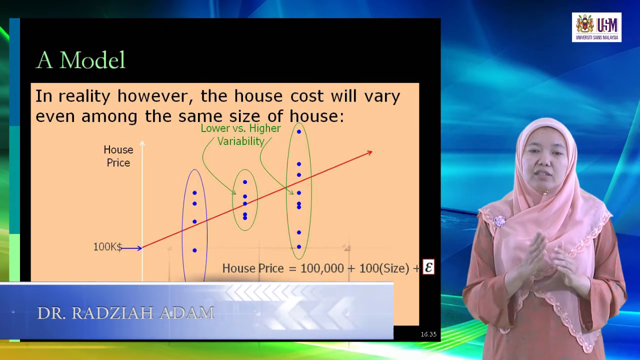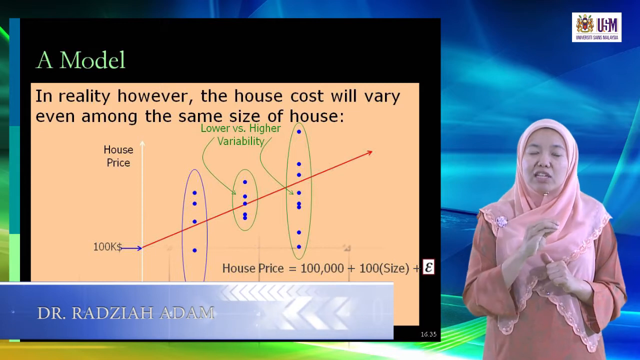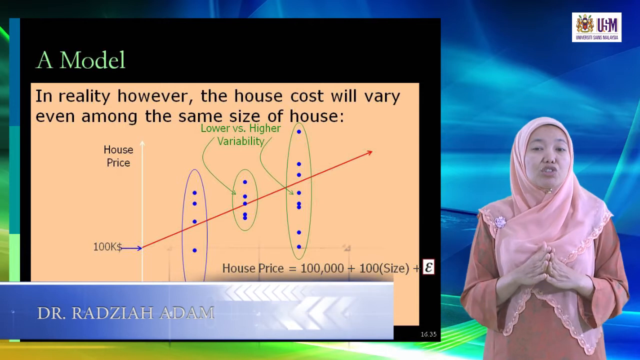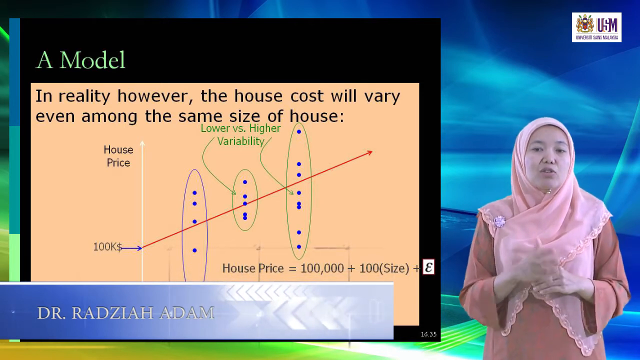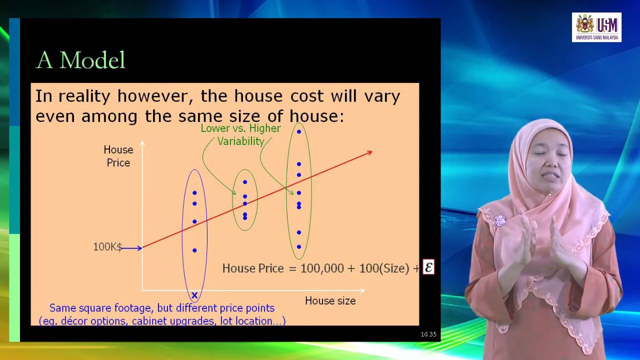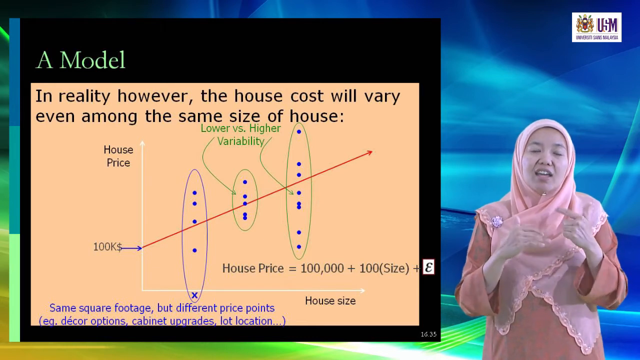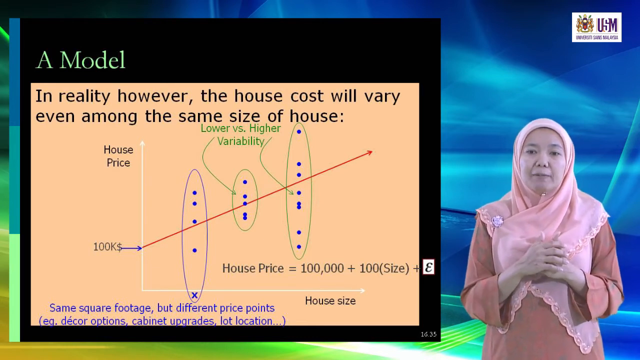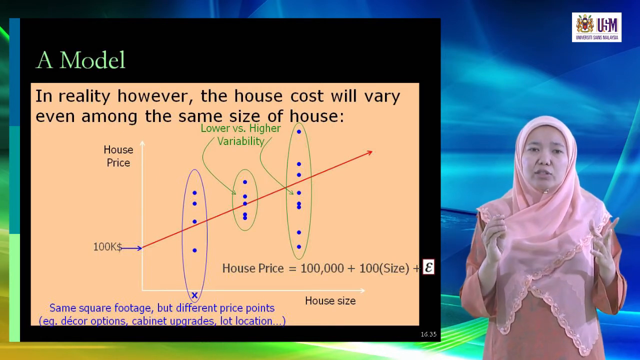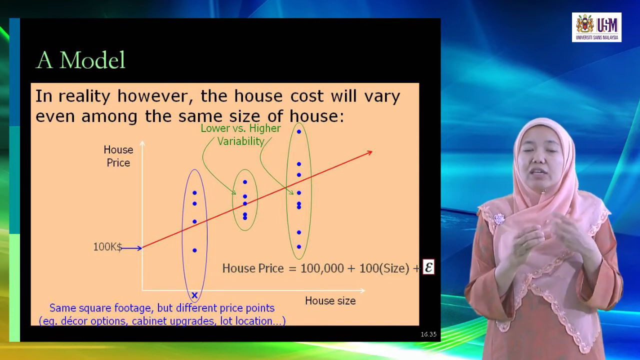Same thing for the one in the middle, there are five dots, that means five different units, but of the same size. And then the one on the right hand side of the screen, you have many blue dots on almost the same vertical line. So it shows that they are more or less of the same size but different prices. You see that there is higher and lower variability. So in actual life, in reality, the price of houses with the same size will be different.